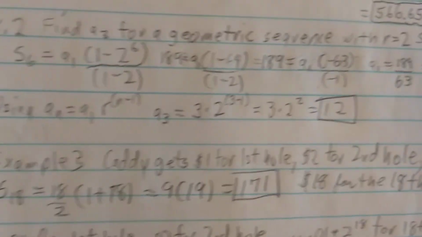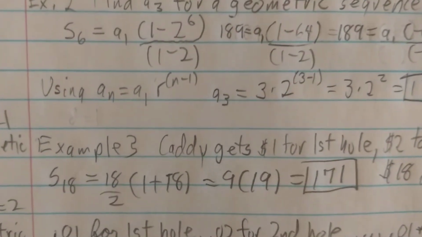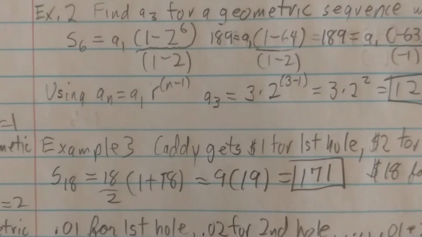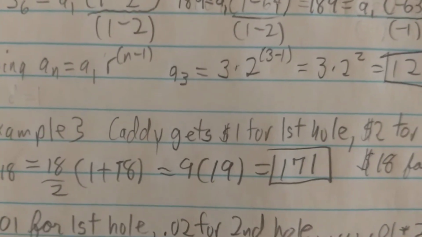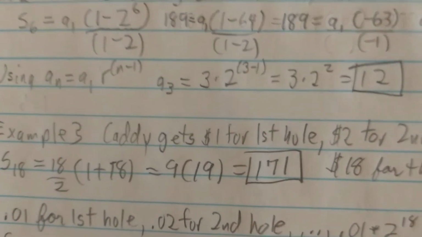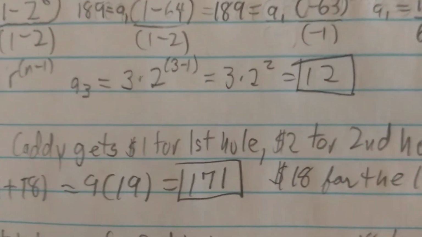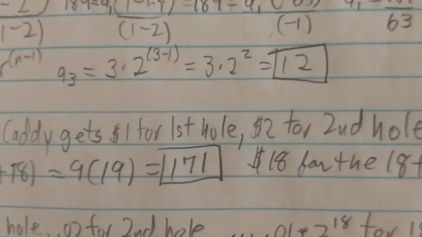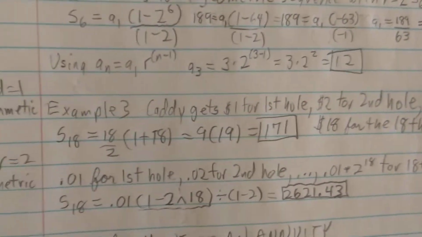So now having the first term, we can go back and use our formula that we did before, the nth term for a geometric sequence is A1 times r to the n minus 1 power. So simply put, A3 is the first term 3 times r to the 3 minus 1, or 2 squared. So 3 times 2 squared is 12, and that's how we get the third sequence term.